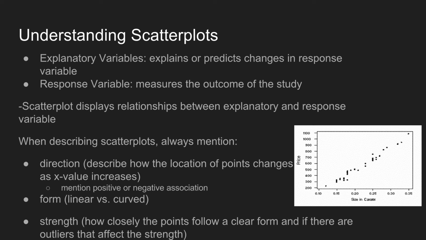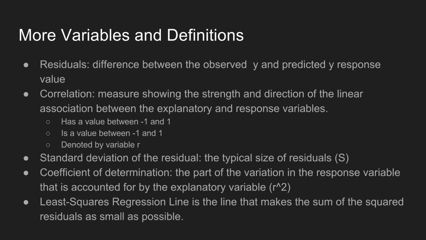When we're describing scatter plots, it's important to always mention these three descriptors, which are the direction, the form, and the strength of the scatter plot. Here are a few more variables and definitions that come in handy when you're learning about linear regression. Some of these include residuals, correlations, standard deviation, coefficient of determination, and the least squares regression line.